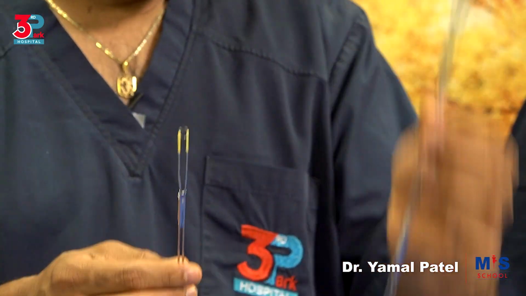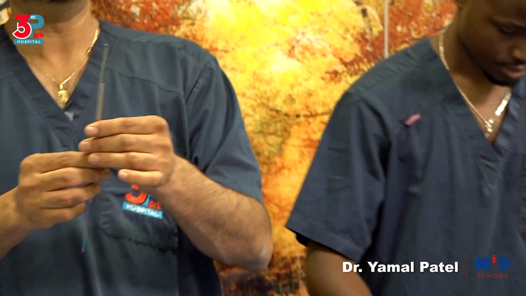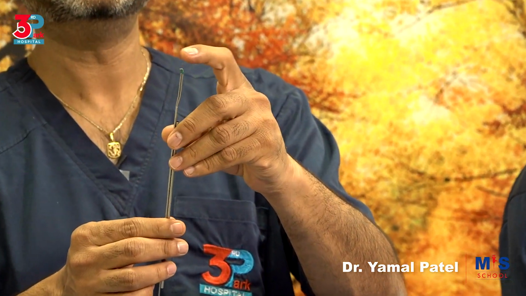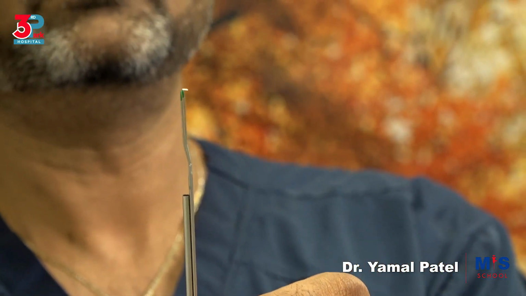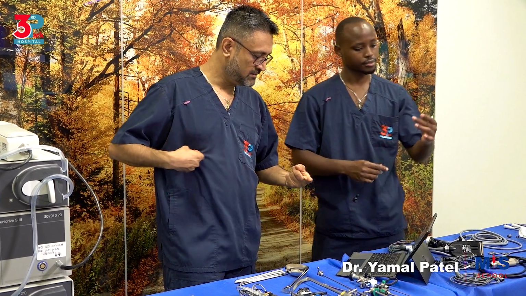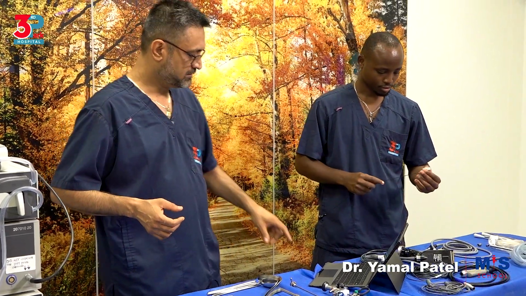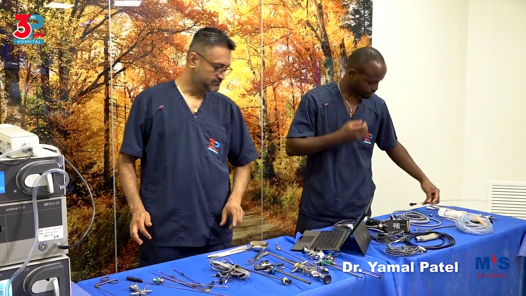So this is a roller ball, a loop. Then we have a knife, which is just a Collins knife. This is a straight, as you can see, just an electrode straight, a needle. And then you have obviously the rollers as well, and you can have some toothed as well. So this is the type of electrodes we have.